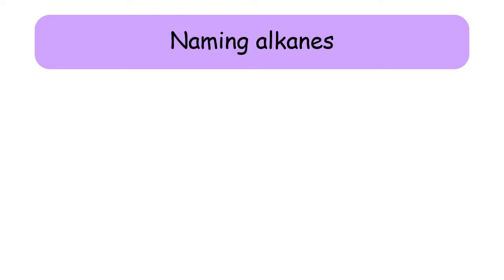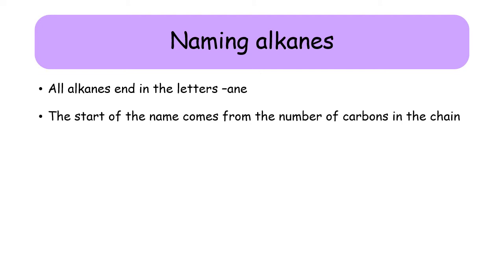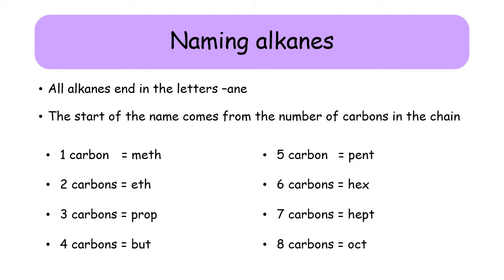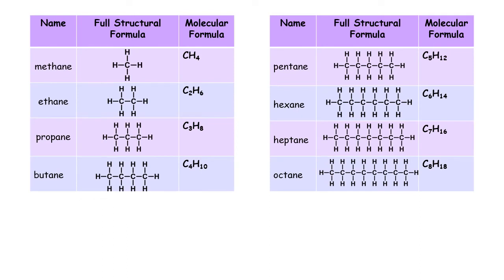Now, when it comes to naming alkanes, there is a sequence that you have to learn. And it's the same naming sequence that you'll use for alkanes and for alkenes. Firstly, alkanes always end in the letters A-N-E. But the start of the name changes depending on how many carbons there are in the chain. So 1 carbon is going to start with meth. 2 carbons is going to start with eth. 3 carbons, prop, 4 carbons, but, 5 carbons, pent, 6 carbons, hex, 7 carbons, hept, and 8 carbons, oct. And this gives us the 8 alkanes: methane, ethane, propane, butane, pentane, hexane, heptane, and octane.